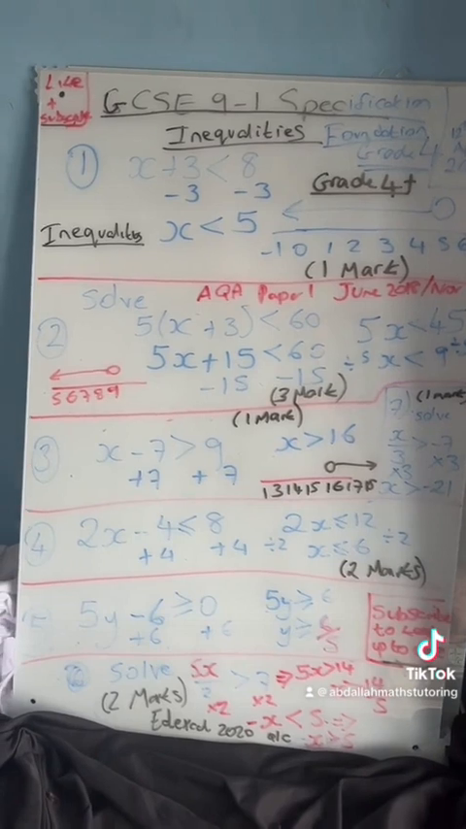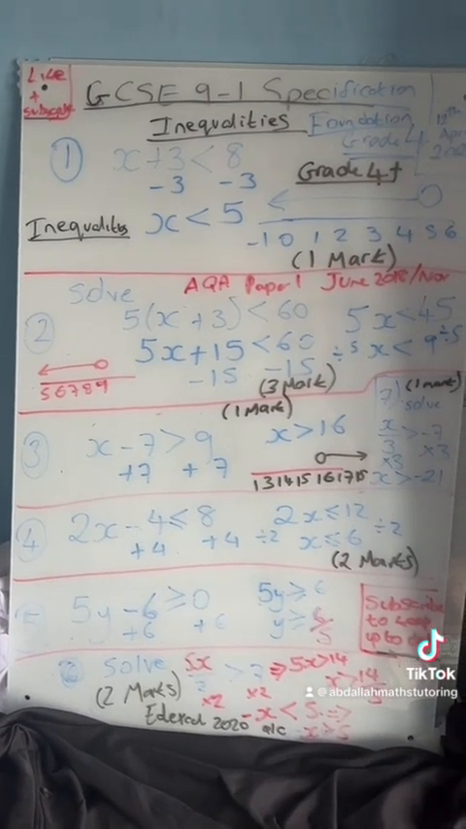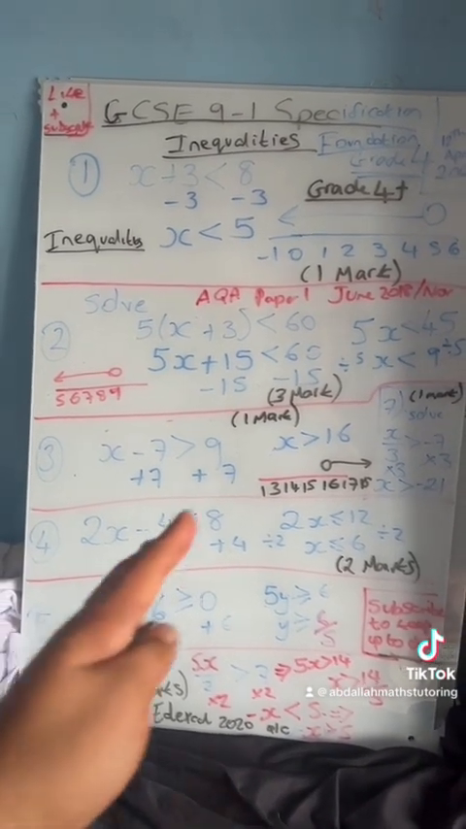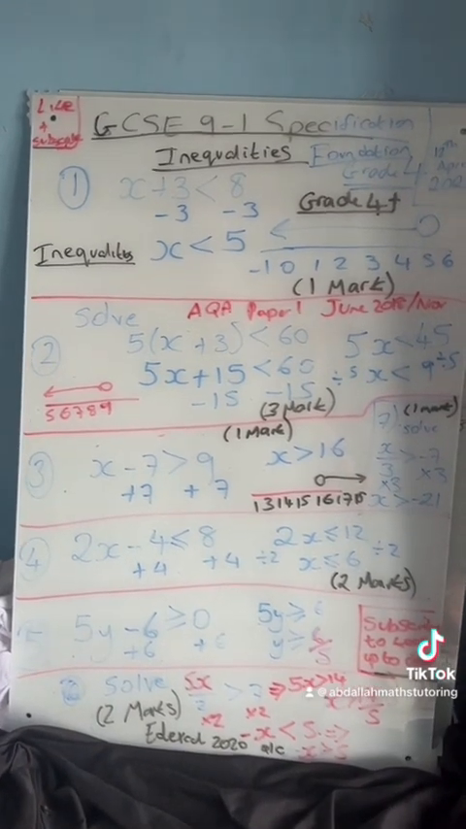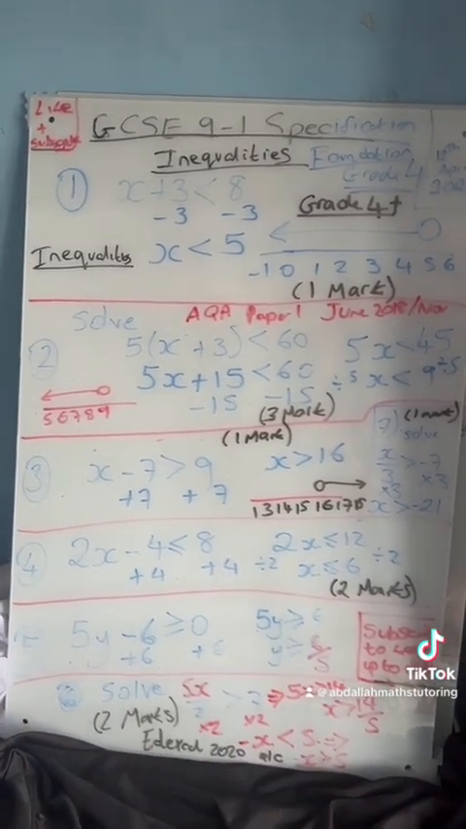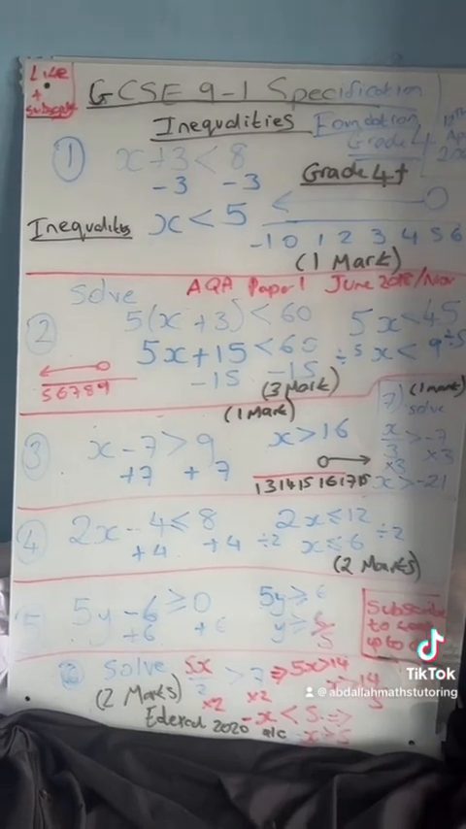On to question number 3 now. Solve x minus 7 is greater than 9. Adding 7 to both sides to balance the inequality, I get x is greater than 16. 9 plus 7 is 16.